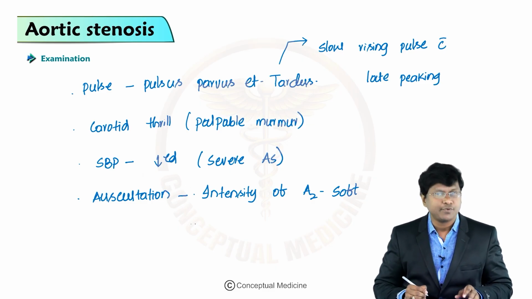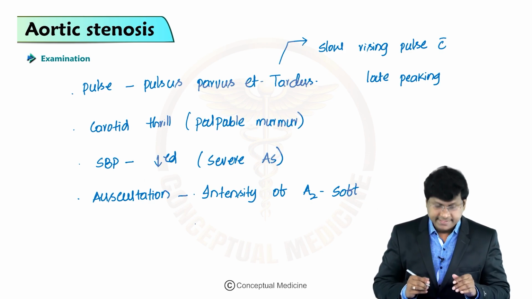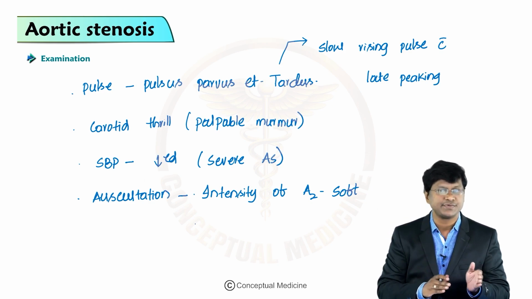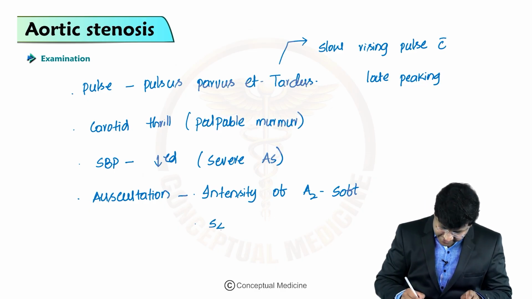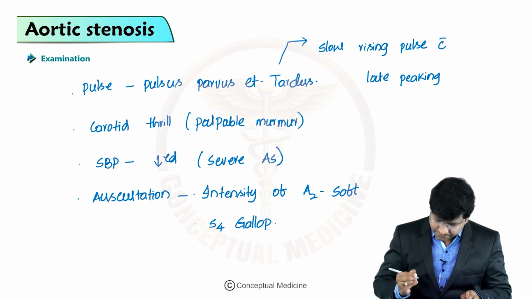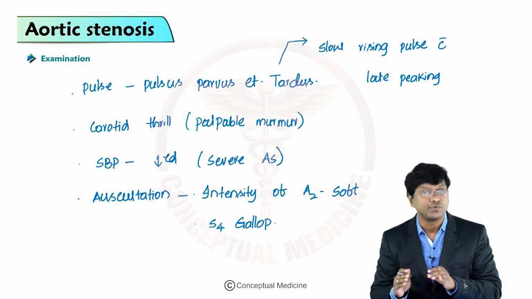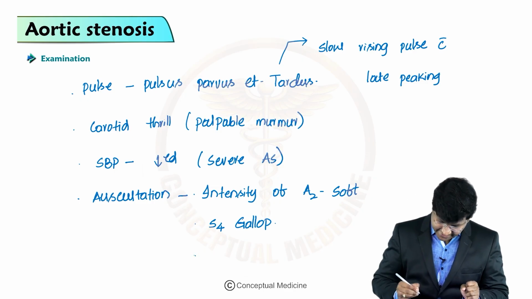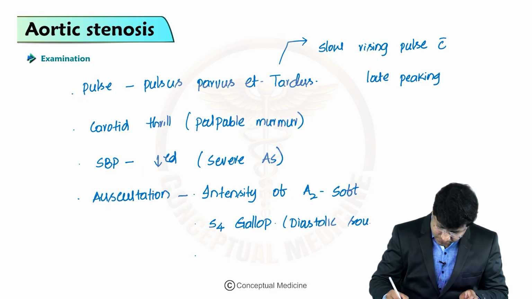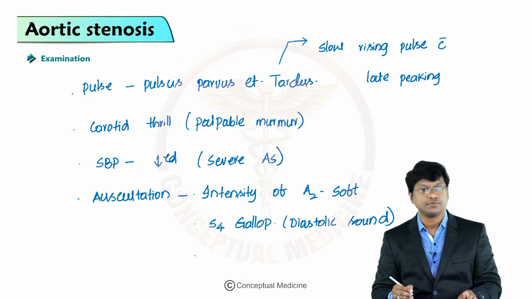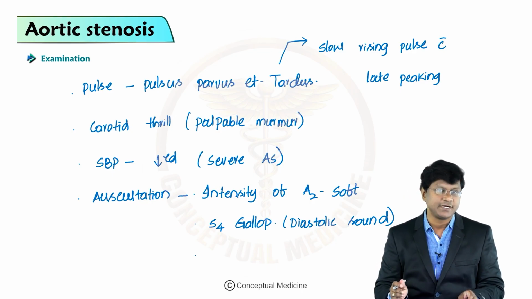The next important auscultatory finding is that there will be an additional sound. Apart from S1 and S2, there will also be an additional sound, and that additional sound is the presence of the S4 gallop. S4 gallop is a diastolic sound, which occurs in the later part of the diastole.